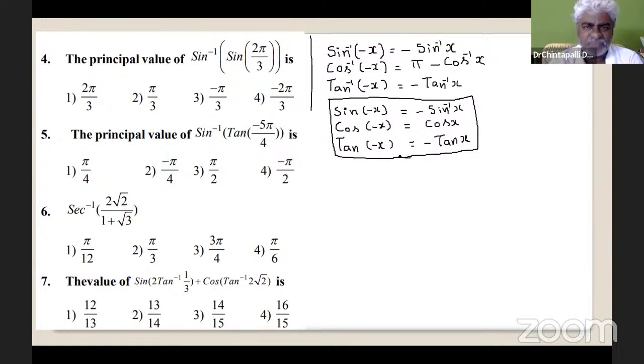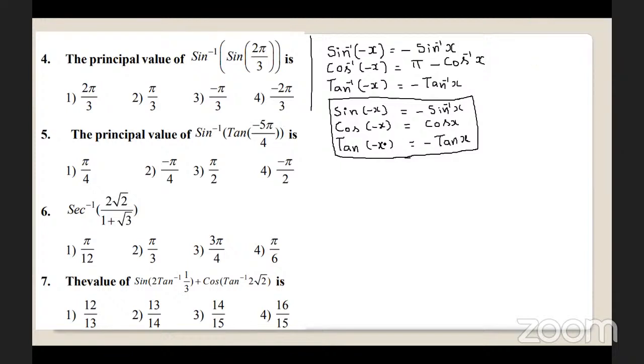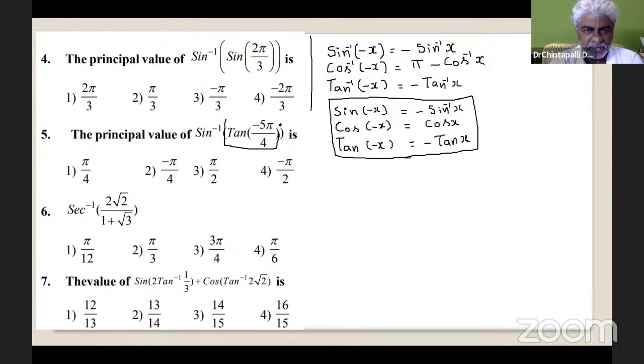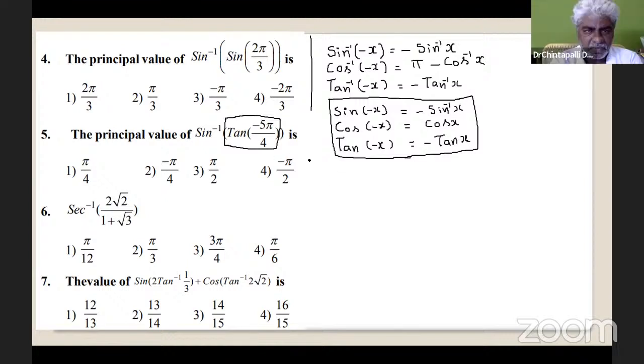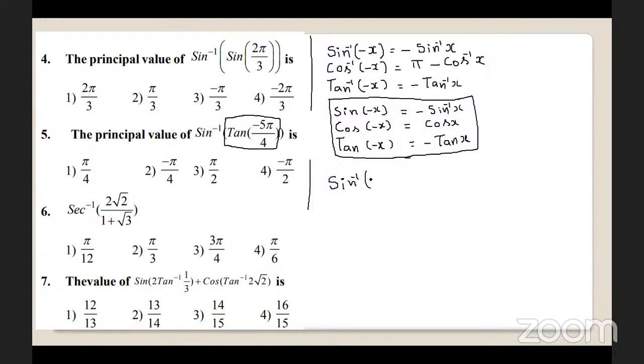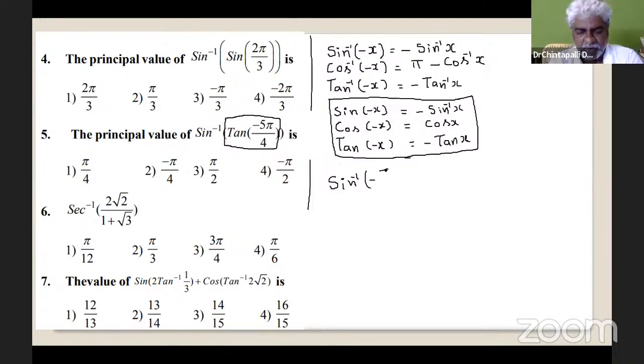First, we have to use the sixth formula. Use it and tell its result. Minus tan 225. By using the sixth formula, it becomes sine inverse of tan of minus x, which is minus tan 225. Very good.